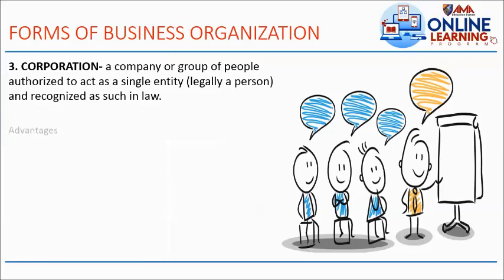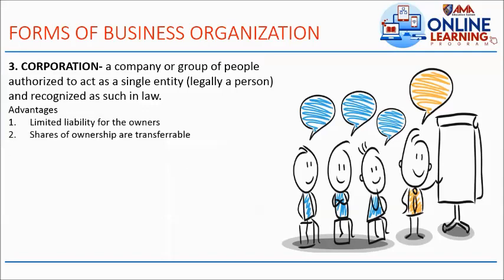Next, another form of business organization is the corporation. So a company, a group of people authorized to act as a single entity or legal person and recognized as such in law. With a corporation, maybe you have read the accounting principles already. One of the accounting principles is that if you build a company, the money of the company and your own money are different from each other. So if the business has 50,000, you cannot just take it casually.